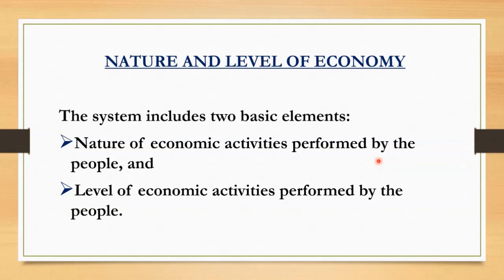Let us consider a village. We may find that most people in the village are engaged in agricultural activity to earn their living. Accordingly, we shall conclude that the economy of this village is an agricultural economy. This is about the nature of economy. Further, we may find that most farmers in the village are rich farmers. They are engaged in high-level production activity. Accordingly, we shall conclude that the economy of this village is a rich economy or a developed economy. This is about the state of the economy.